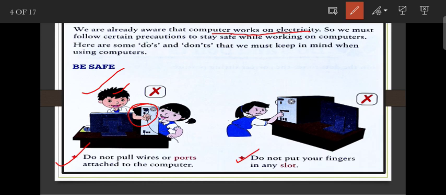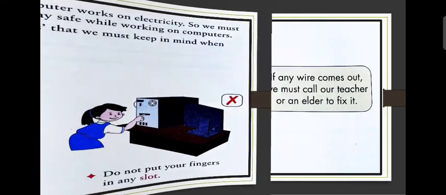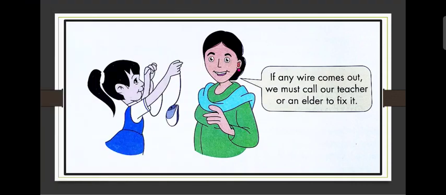Next is do not put your fingers in any slot. So this girl is doing the wrong thing. All of you, do not put your fingers in any slot. Next, if any wire comes out, we must call our teacher or an elder to fix it.